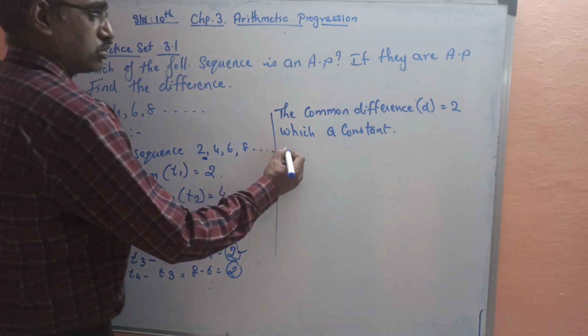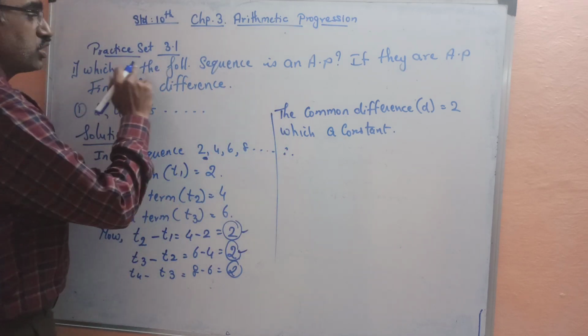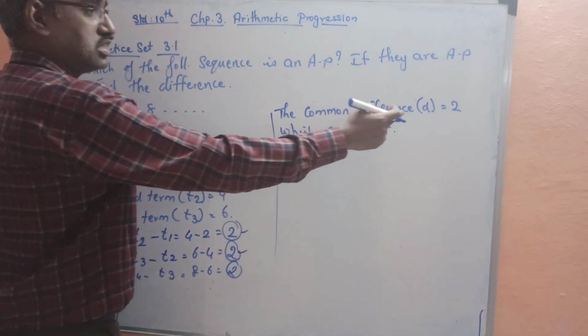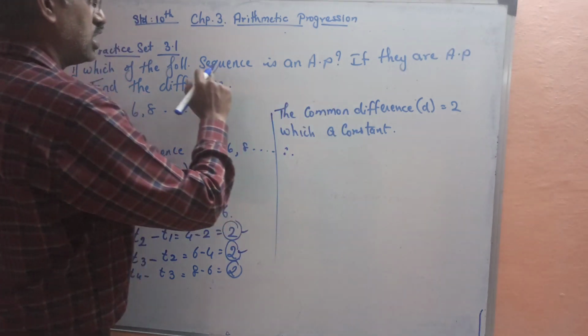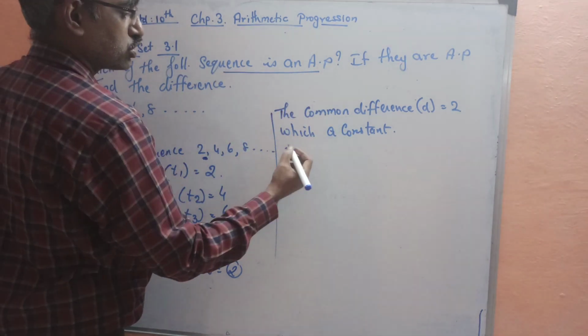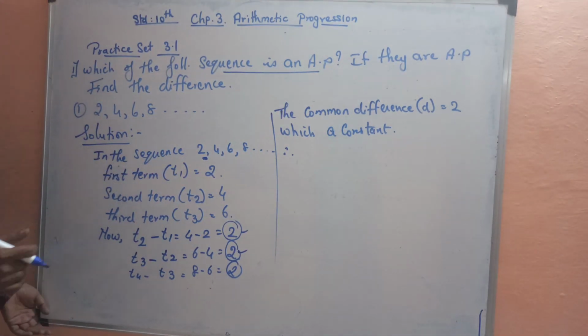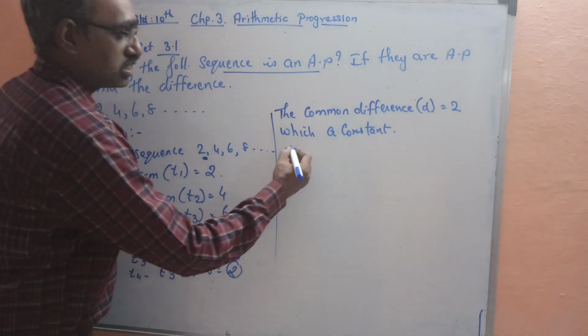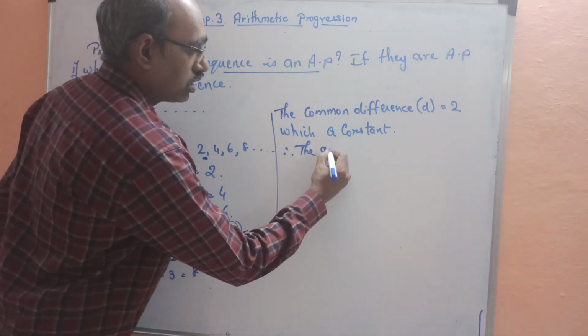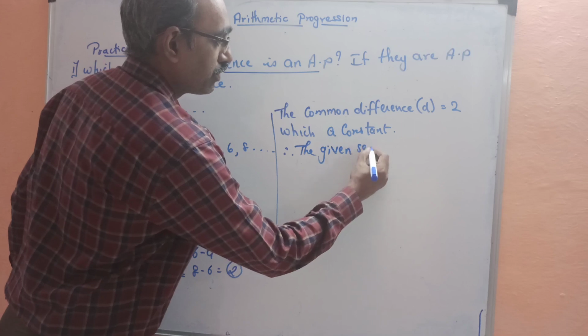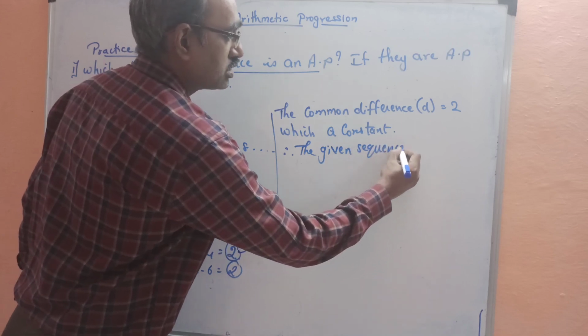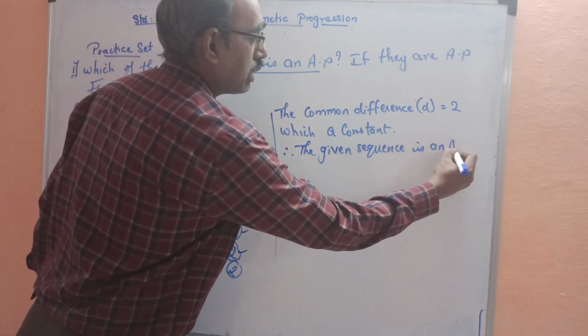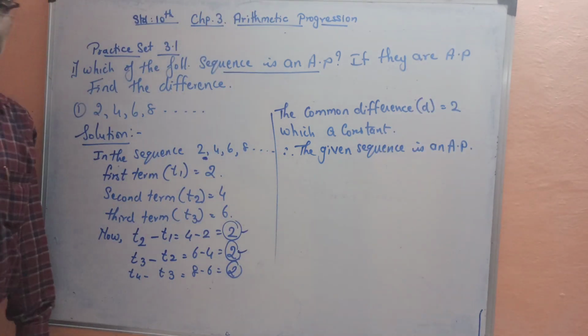Therefore, what have we understood? Which of the following sequence is an AP? Since the difference is 2 and it is constant, the sequence is an AP. So what are we going to write? Therefore, the given sequence is an AP, that is arithmetic progression.